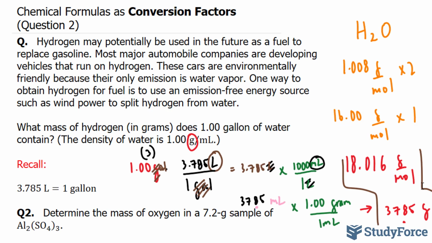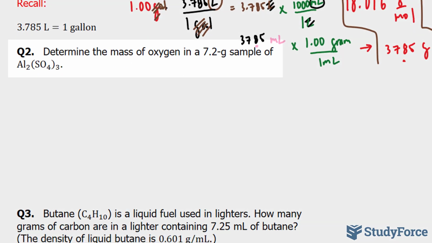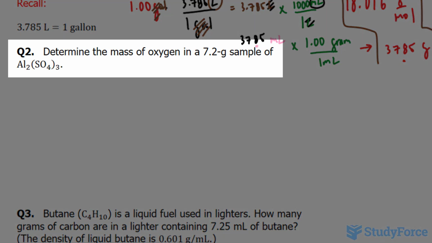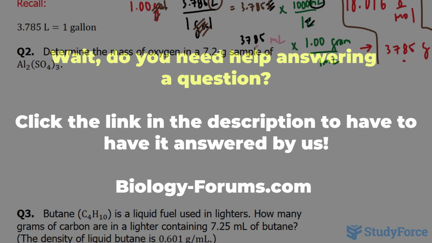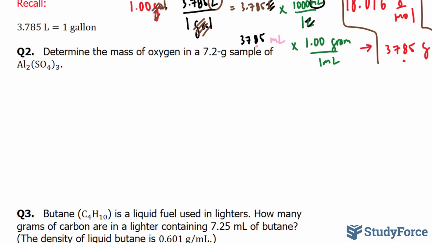In this lesson, I'll show you how to use chemical formulas as conversion factors. This is question 2 in the series. We left off with this question and it reads, determine the mass of oxygen in a 7.2 gram sample of the chemical aluminum sulfate. The chemical formula for aluminum sulfate is shown right here, where we have 2 aluminums, 3 sulfurs, and 12 oxygens.